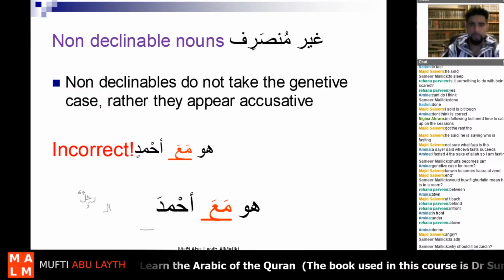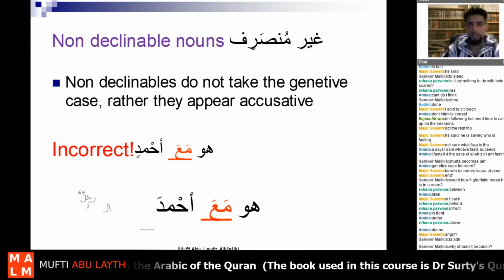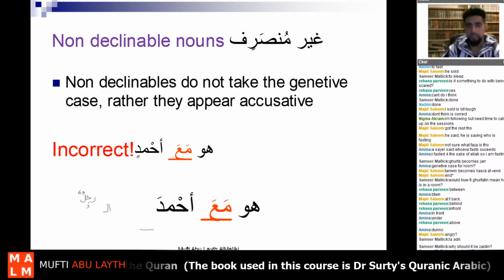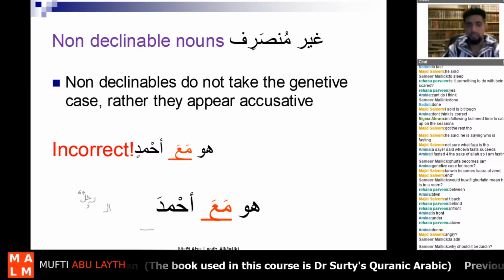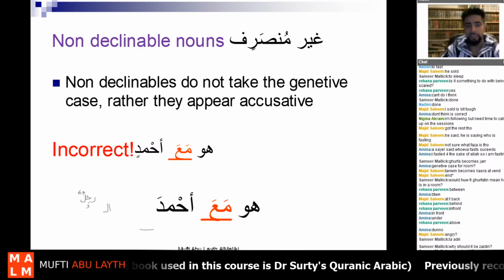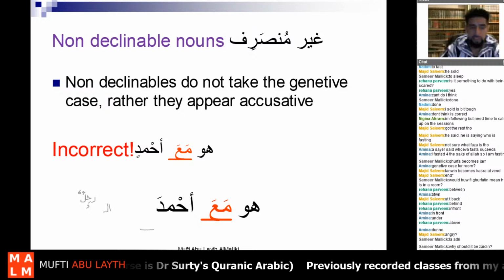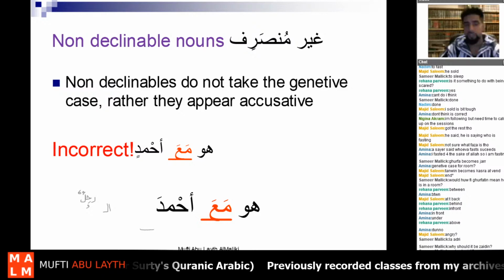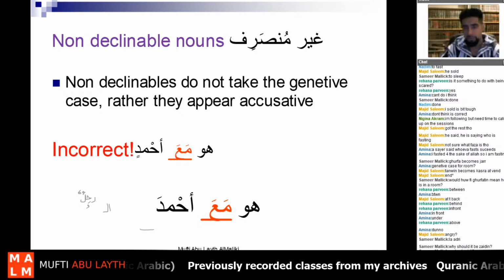Does that make sense? But Ibrahim is a non-declinable noun, non-declinable because it's foreign. Therefore, just as Ahmed is non-declinable because it is on the pattern of a verb, it cannot take tanween, and secondly it cannot take a kasra, so in place of a kasra, it takes a fatha. It appears accusative, and if it's got a fatha, we call it the accusative case. Don't know if you've made a quick note about that. Does this make sense, first of all?